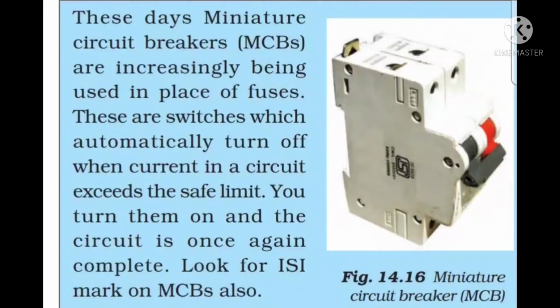MCB, miniature circuit breaker. These days, miniature circuit breakers are increasingly being used in place of fuses. These are switches which automatically turn off when current in a circuit exceeds the safe limit. MCBs work on the principle of magnetic effect of electric current.